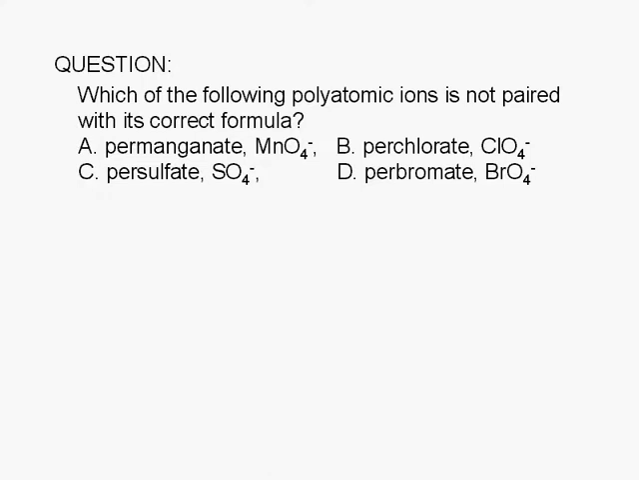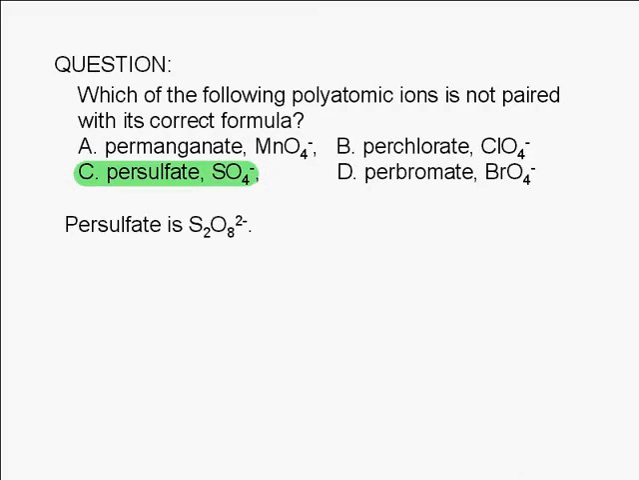Which of the following polyatomic ions is not paired with its correct formula? A. Permanganate, B. Perchlorate, C. Persulfate, or D. Perbromate? The correct answer is C. Persulfate. The correct formula for persulfate is S2O8 with a -2 charge.